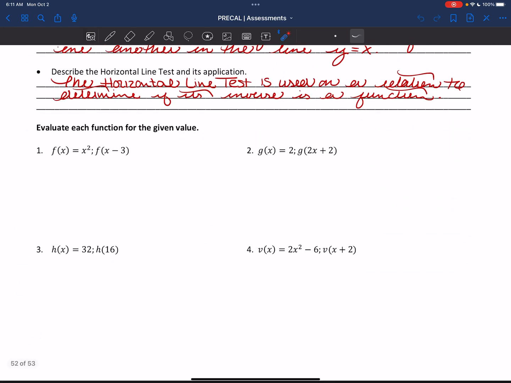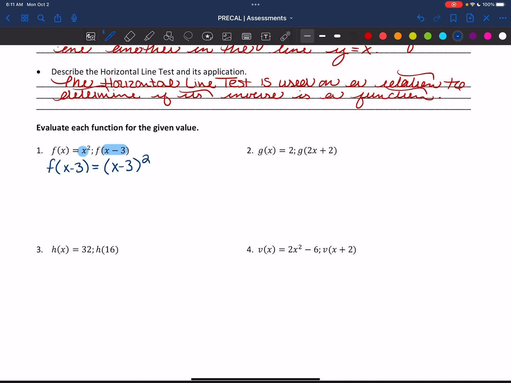Let's begin by evaluating each function for the given value. Here we go. We want to evaluate this function f of x, which equals the input squared, with an input of x minus 3. Well, this would be to say that f of x minus 3 is the quantity x minus 3 squared because we are plugging this into the input.